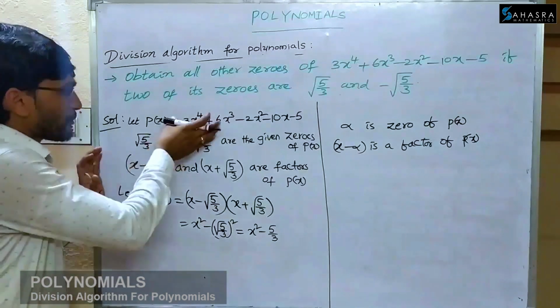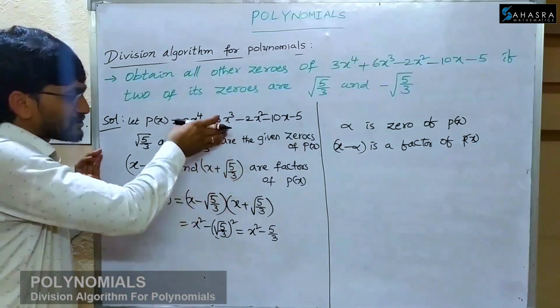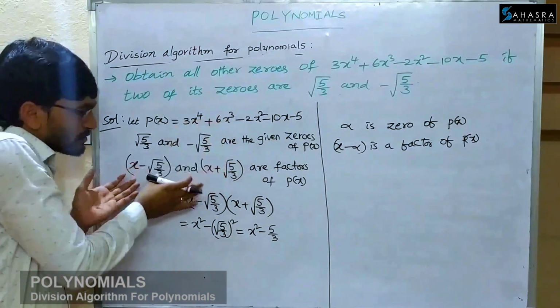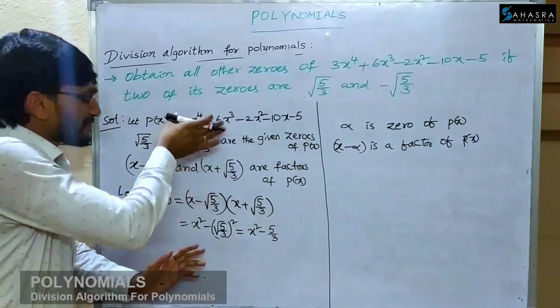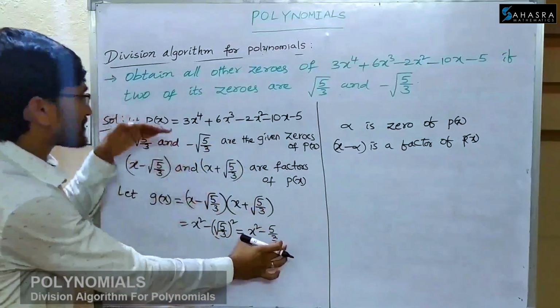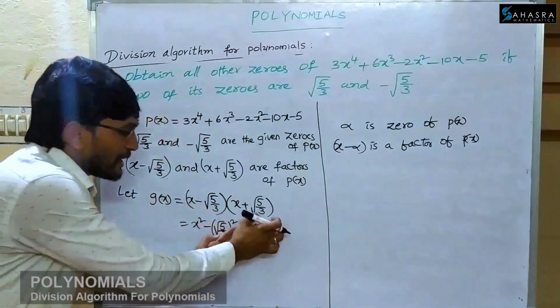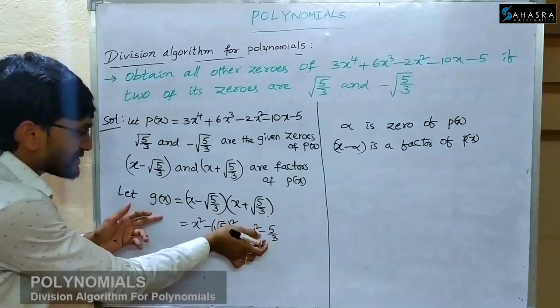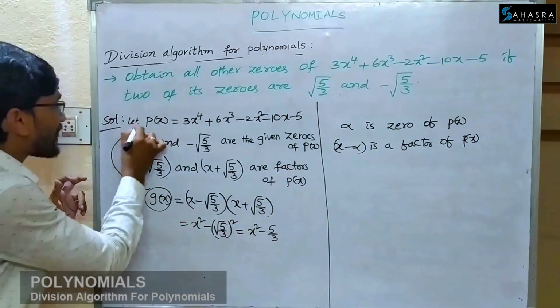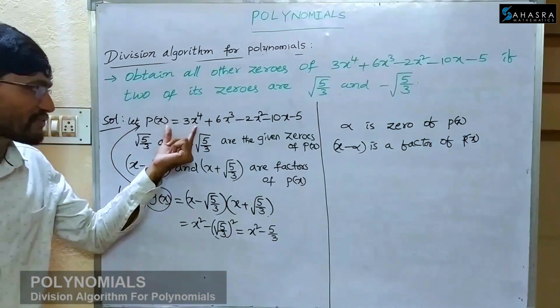It is a factor of p of x. x plus root of 5 by 3 is also a factor of p of x. The product of the two polynomials is also a factor of p of x, nothing but x square minus 5 by 3 is a factor of p of x. That means it is nothing but g of x. g of x is a factor of p of x.